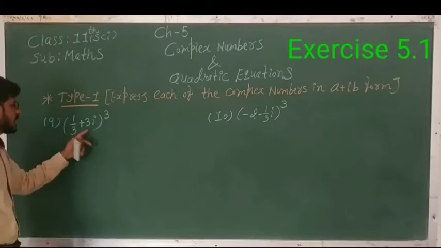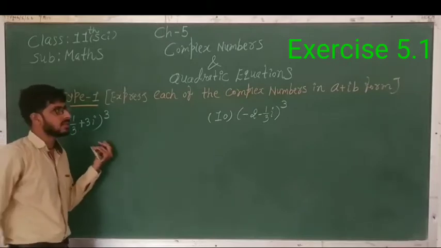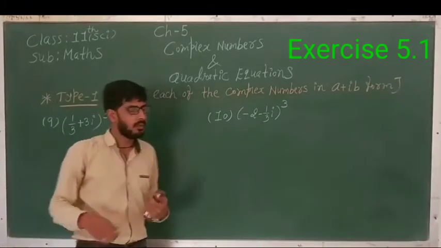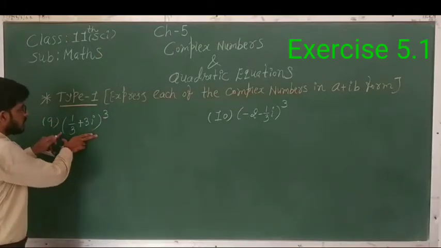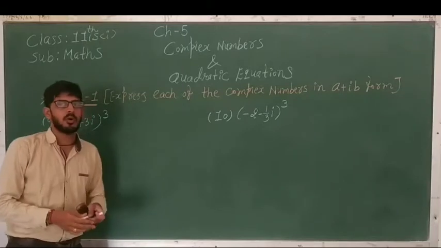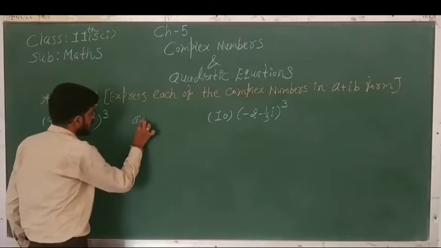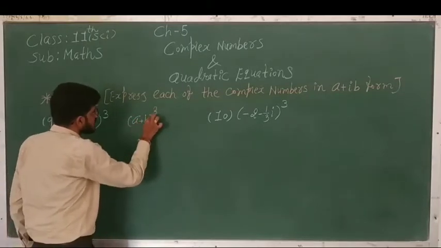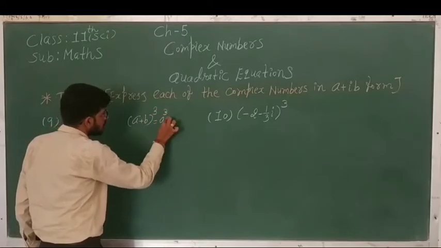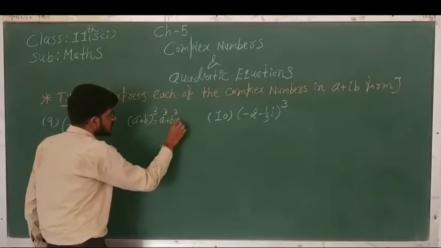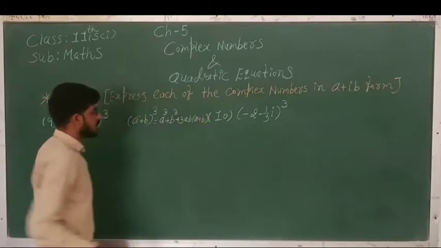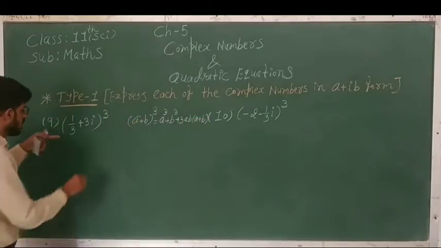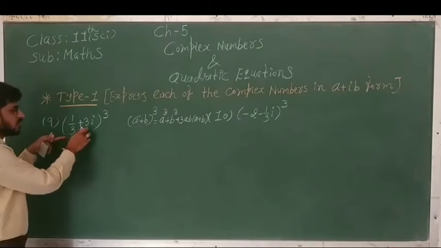(1/3 + 3i) whole cube. So we have to arrange in a + ib form. So we have to simplify it. We have to apply the formula of (a + b) whole cube. (a + b) whole cube is equal to a cube plus b cube plus 3ab(a + b). So we have to apply this formula. Here the value of a is 1/3 and the value of b is 3i.